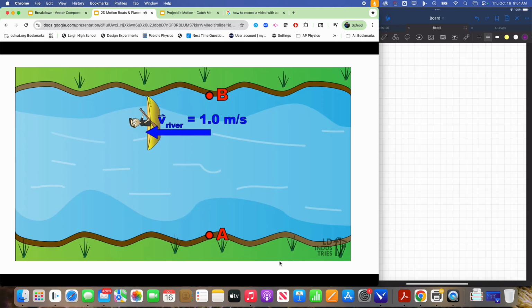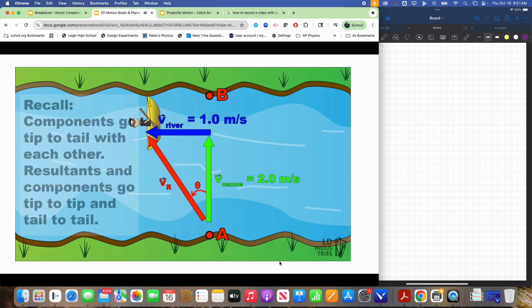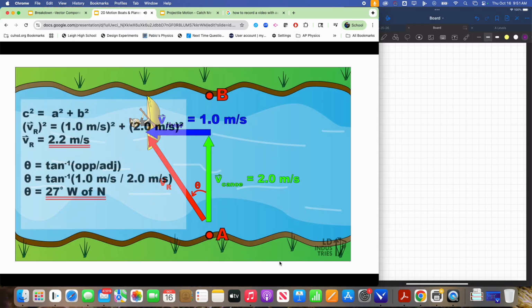We can see our overall velocity, what we call our resultant velocity, by drawing a proper vector diagram. We'll draw the velocity of the canoe and the velocity of the river as the components, so they'll go tip to tail. And we'll draw the resultant velocity in the direction that we'll actually go, tip to tip and tail to tail with the components. We can even work out how fast we'll be moving. We can use the Pythagorean formula to get the magnitude of the resultant, which works out to 2.2 meters per second, and the inverse tan ratio to get the angle, which will be 27 degrees west of north.